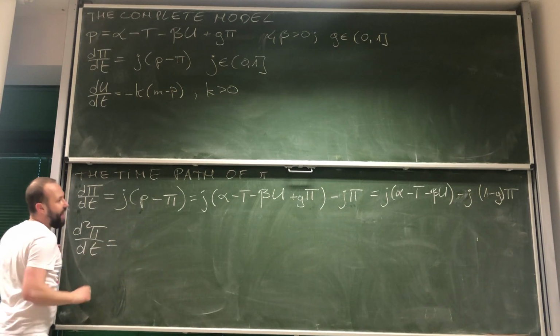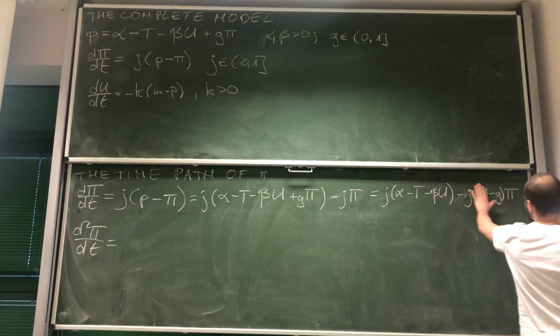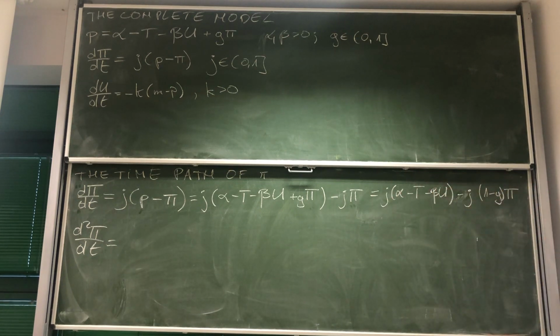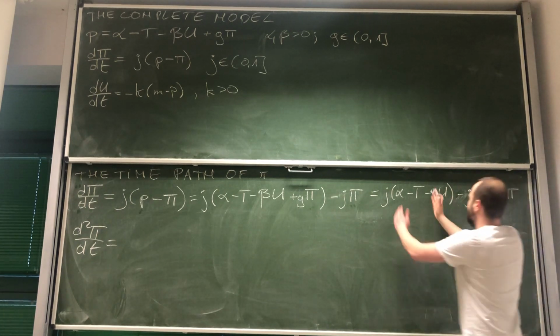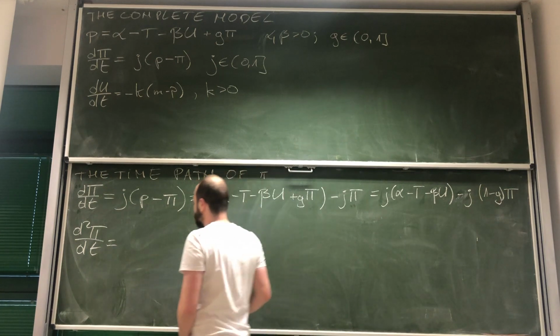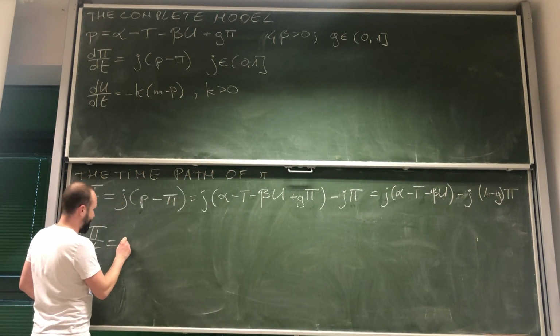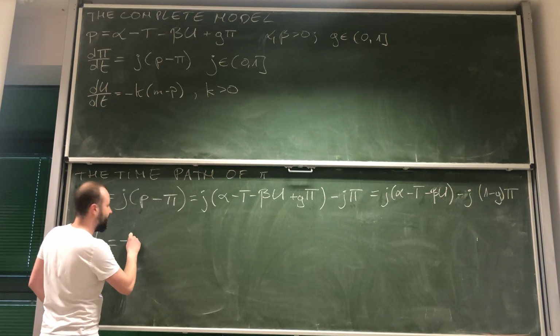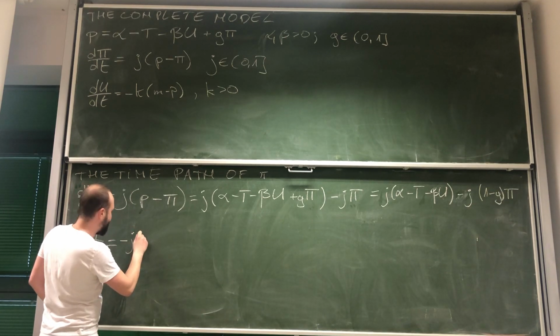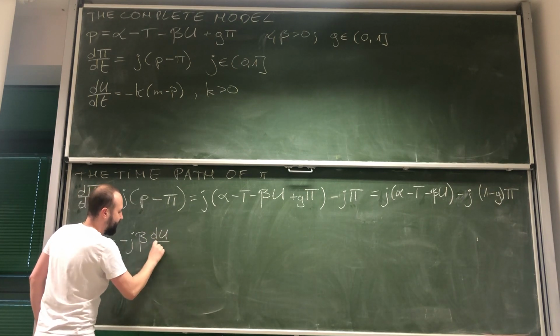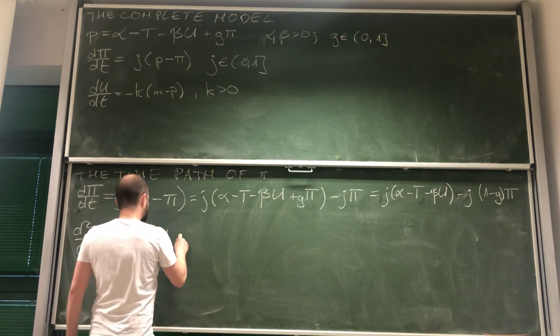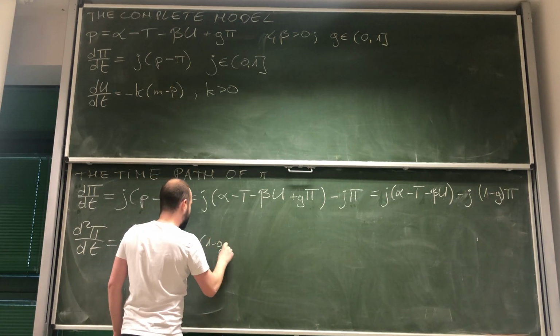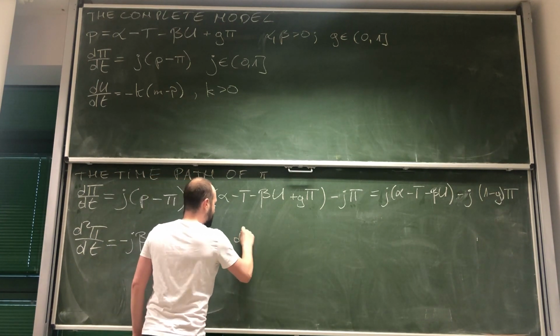So look, I'm differentiating everything you see over here with respect to time. But look, in our model, endogenous variables are only p, π, and u. So in this case, I just need to differentiate those two expressions. So for example, this is gone in differentiation. So I've got that this is negative jβ du/dt minus j(1 minus g) dπ/dt.